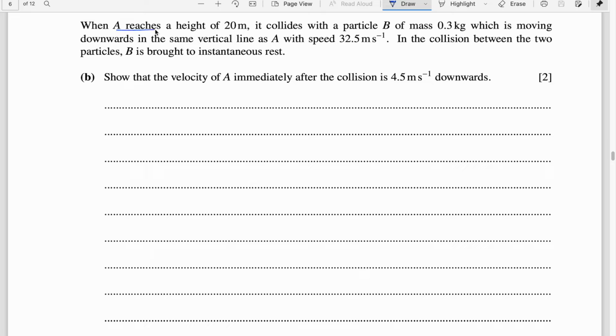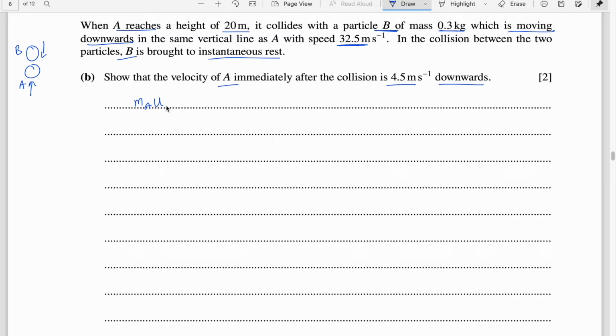5b. When A reaches a height of 20 meters, it collides with a particle B of mass 0.3 kg, which is moving downwards. So this is the scenario. A is moving upwards and B is moving downwards in the same vertical line as A with speed 32.5 meters per second. In the collision between the two particles, B is brought to instantaneous rest. Show that the velocity of A immediately after the collision is 4.5 meters per second downwards. So we'll use a concept of momentum.